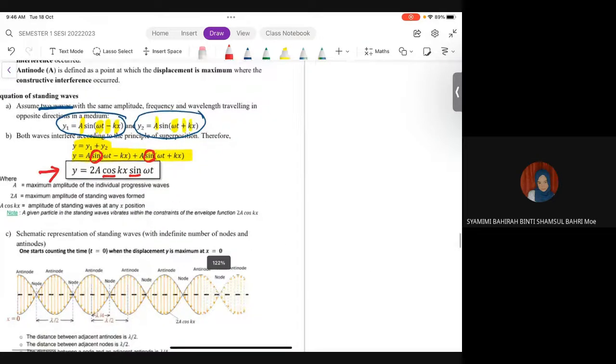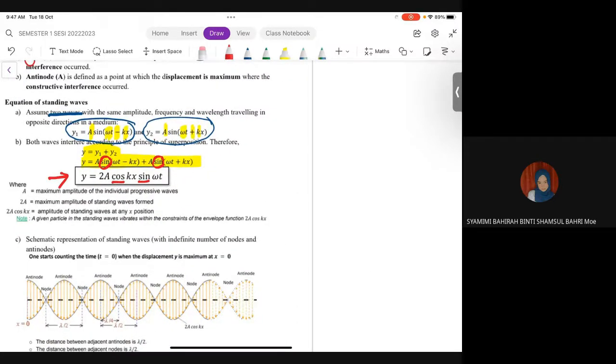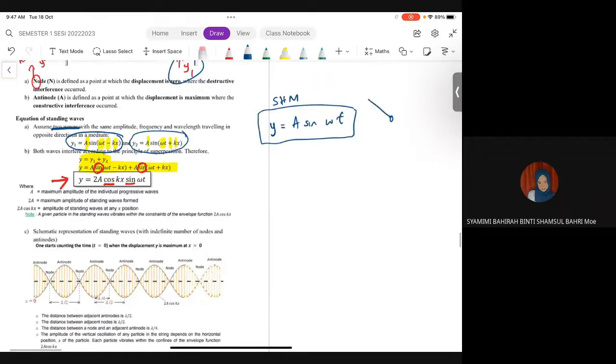Okay, setakat ni sebenarnya ada 3 je formula Y yang you belajar. Okay, yang pertama adalah Y sama dengan A sin omega T. Okay, bila masa nak guna formula ni, ini adalah ACE HM. Kalau dia adalah case pendulum, dia adalah case spring, kita akan pakai ini. Okay, yang kedua adalah bila ada formula yang ini. Ada A sin omega T plus minus KX.